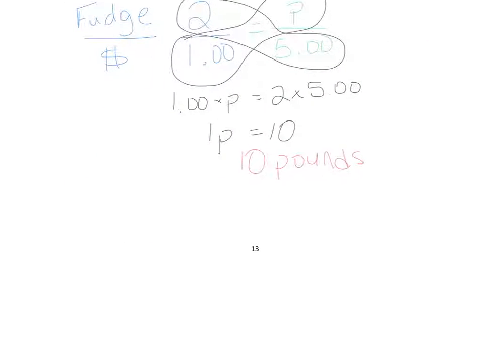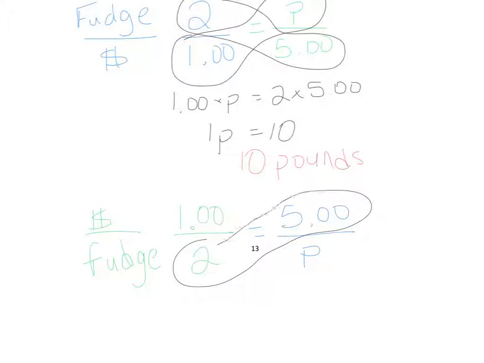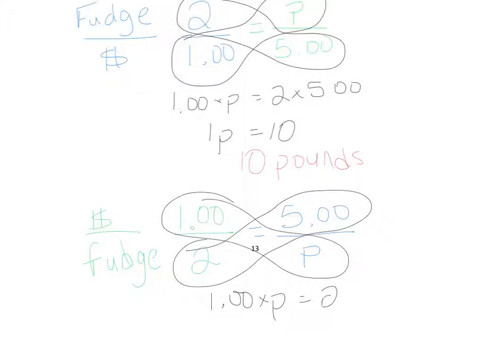We also could have said, instead of putting fudge on top, we could have put money on top. And I just want you to see that it will work out the same. So we know that for $1, we can buy 2 pounds of fudge. And we are then asked about how much for $5. Well, I put money on top this time, so I'm going to put money on top there. And we want to know how many pounds. So we go through the cross multiplication part. And look, we get the same answer. We're cross multiplying the same information.